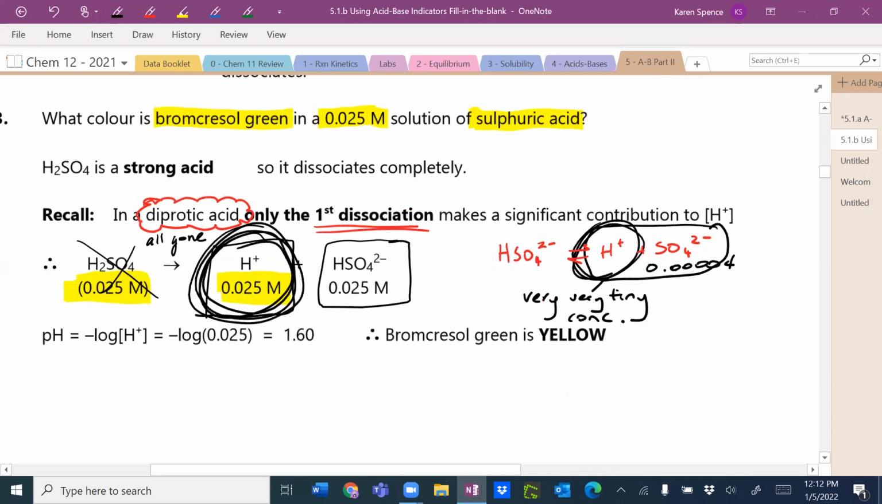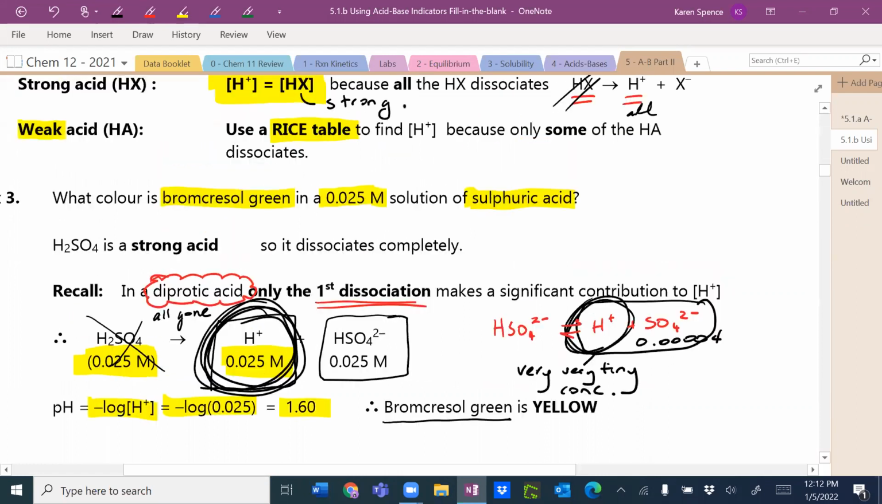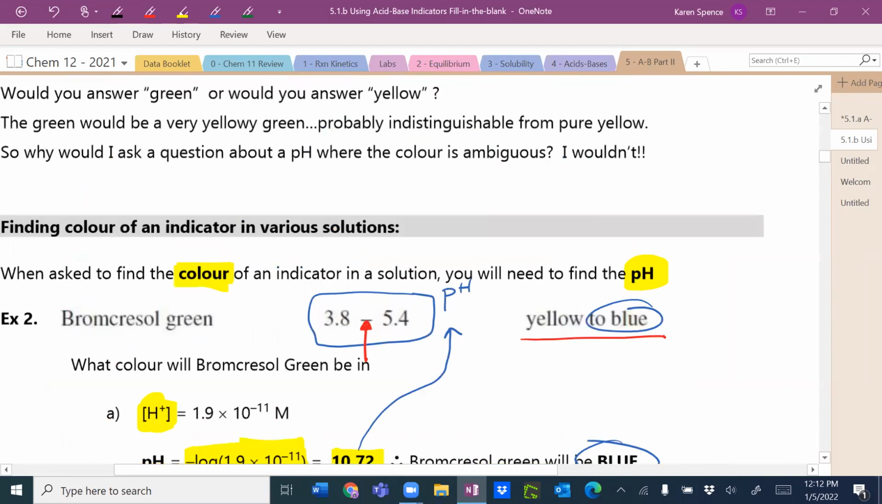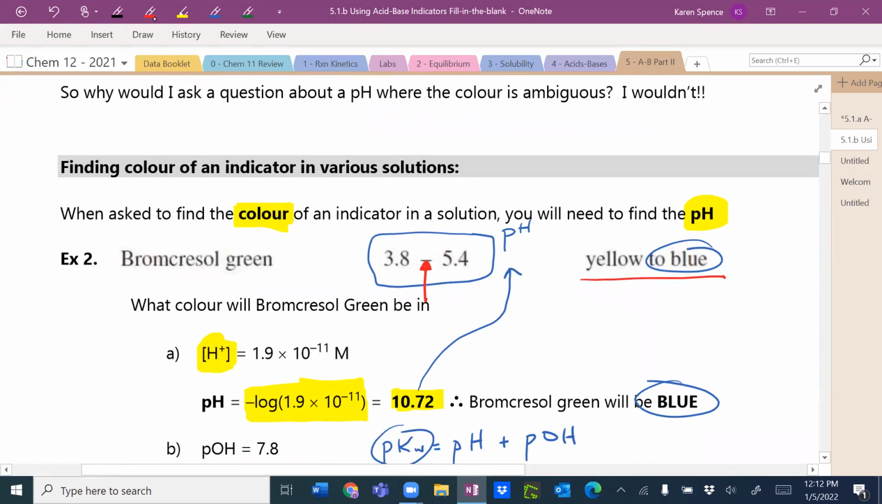What do we need to do if we need to tell the color of bromocresol green? Well, we need to know the pH. We know the hydrogen. Simple, negative log of hydrogen, negative log of 0.025, we get 1.60. Go back and consult the table again. Where did I put it? Oh, there it is. At 1.60, we're down in this range here, and so bromocresol green will be yellow.